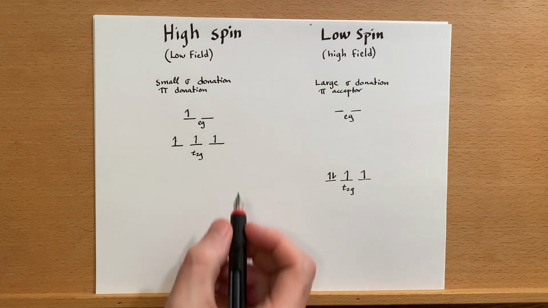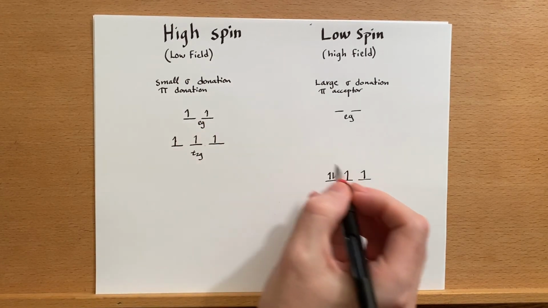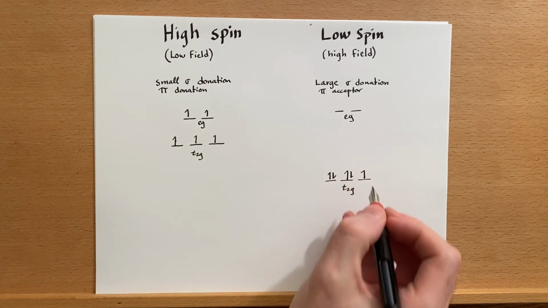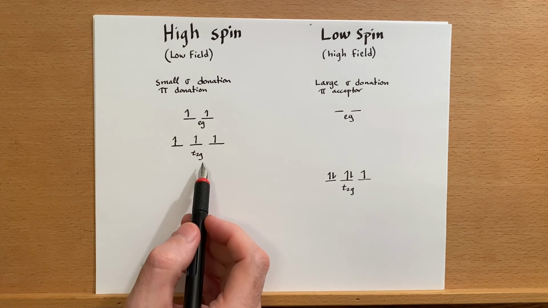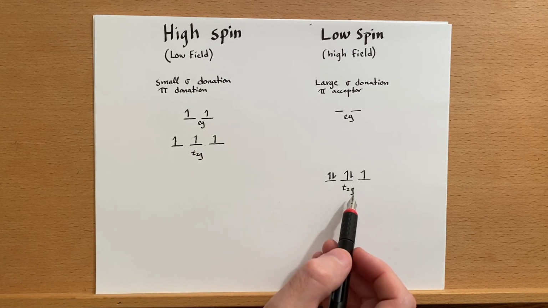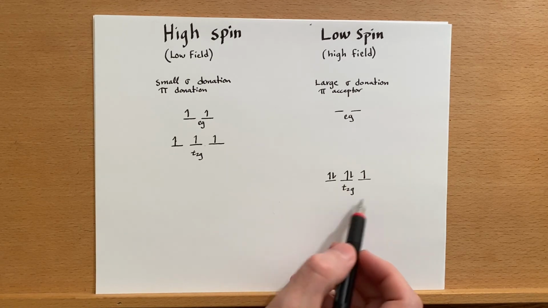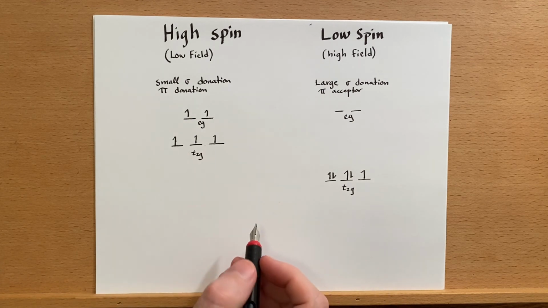Let's look at the case of 5 electrons. So if we have 5, then we see that our high spin case has 5 unpaired electrons, and our low spin case has 1 unpaired electron. Again, this has significantly less unpaired electrons than our high spin case does.